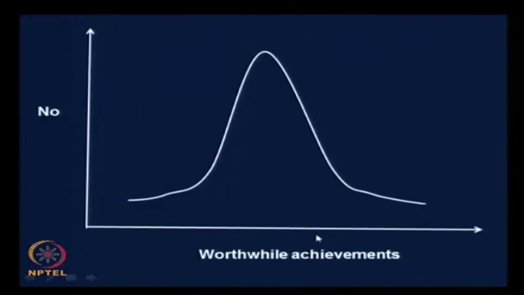What this says is most people in a class are somewhere in the middle, and there are some people who are very high achievers in terms of worthwhile achievements, and some here who would need a lot of help to get to a certain level of achievement.